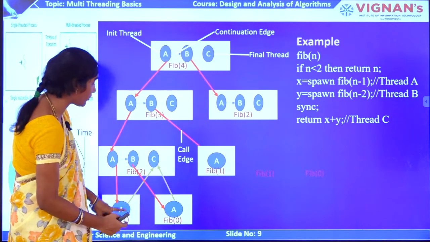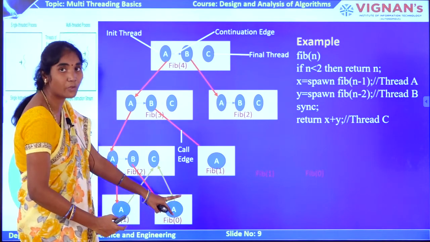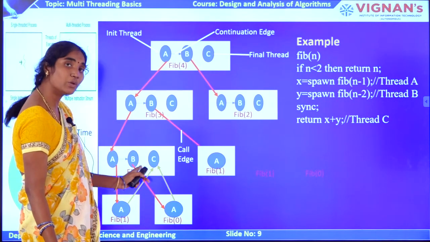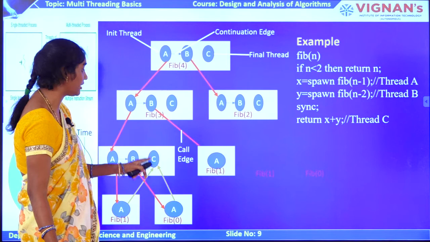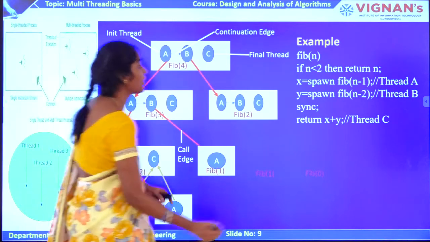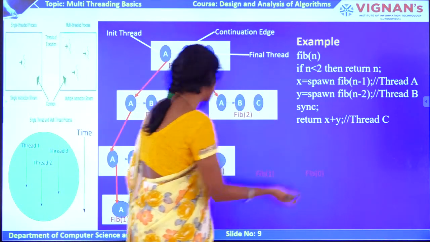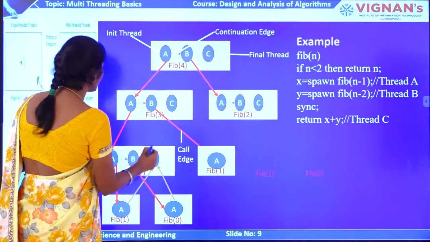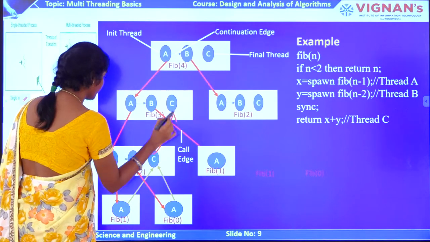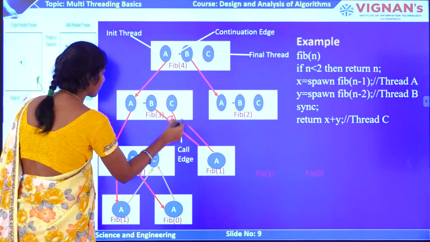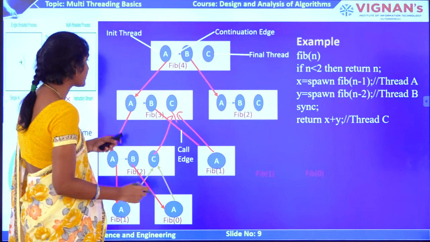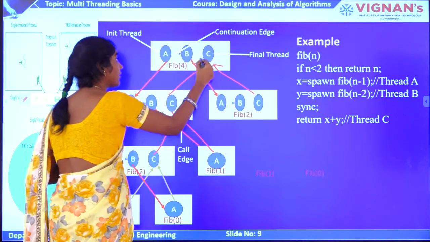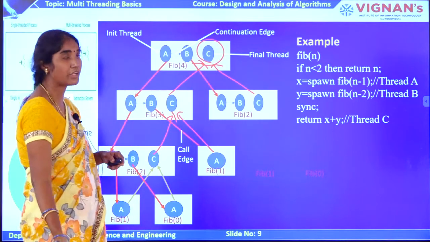So in order to return the fib of 1 value and fib of 0, I am representing with yellow color, right. So whenever I am returning, that return value will be given to this C. Why? Because here return x plus y, which is thread C. So even here also I have to return from this to this, as well as from this to this, and from this to this. So finally I will be having the final solution in this thread C, right.